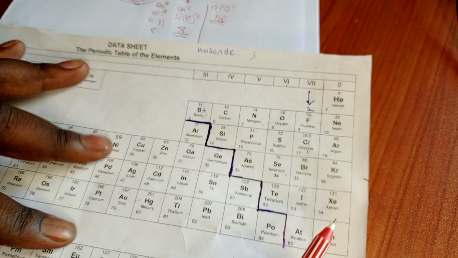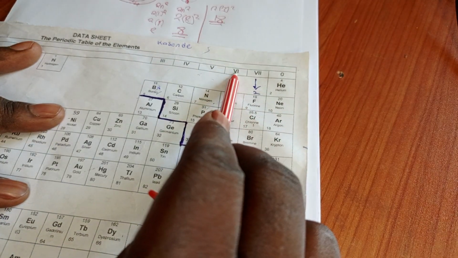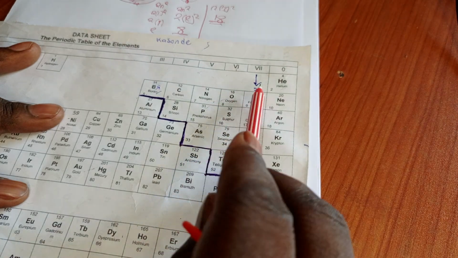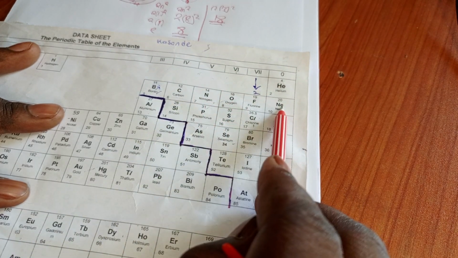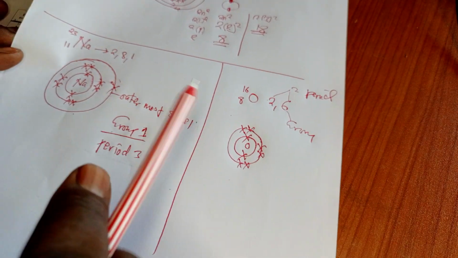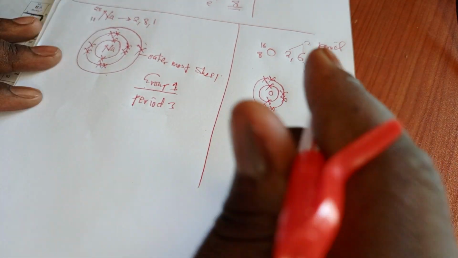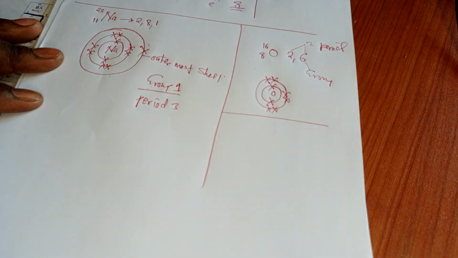So let's check. Oxygen is here. As you can see, it's in group what? Group 6. Period what? Period 1, 2. So it's in period 2. So this is how we are supposed to show the electronic configuration, the arrangement of electrons in the shells of an atom. Good.